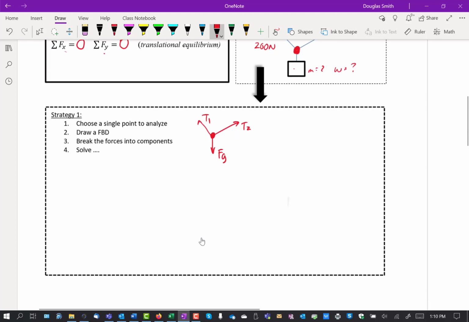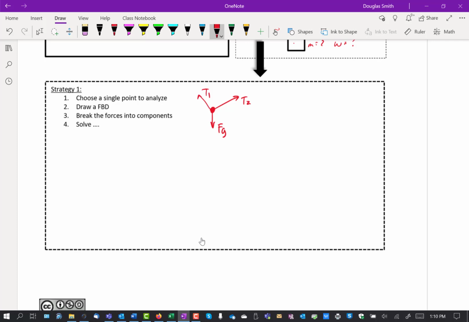Next, I'm going to draw T1 and T2 as vectors with components. So here's my T1. There's a T1y component and a T1x component. Likewise, there's this T2, so there's T2x and T2y.